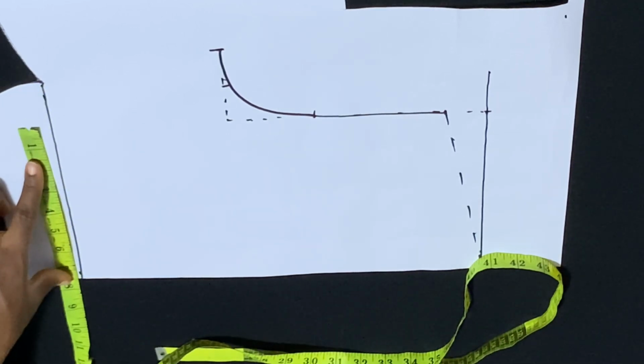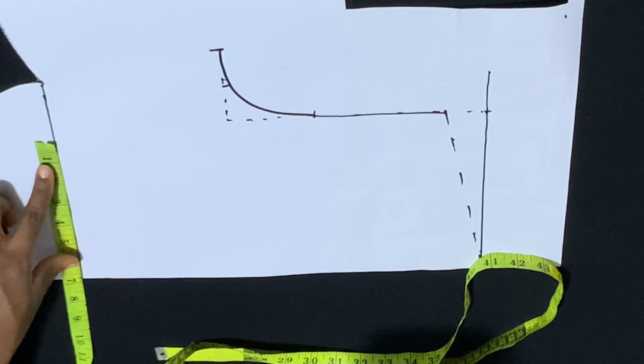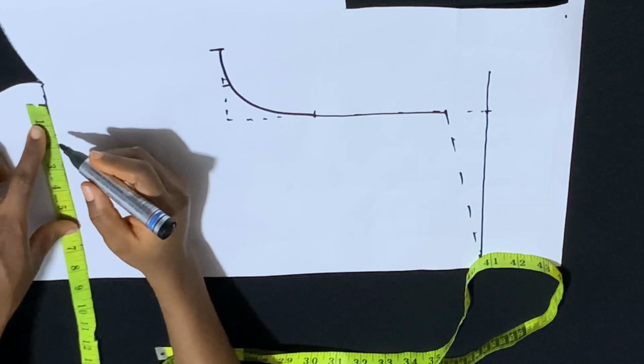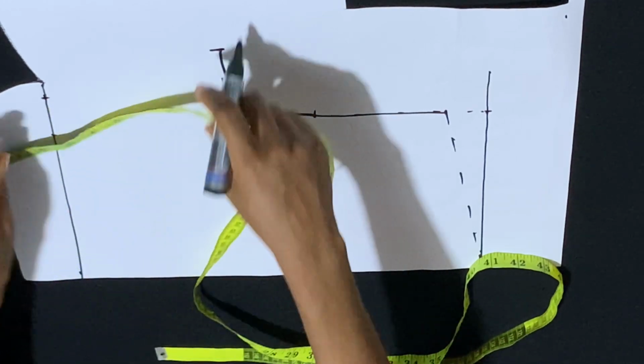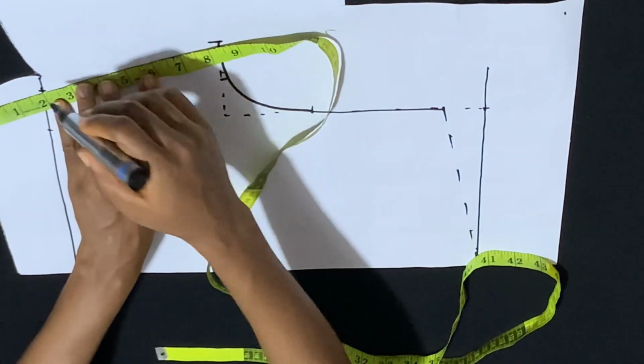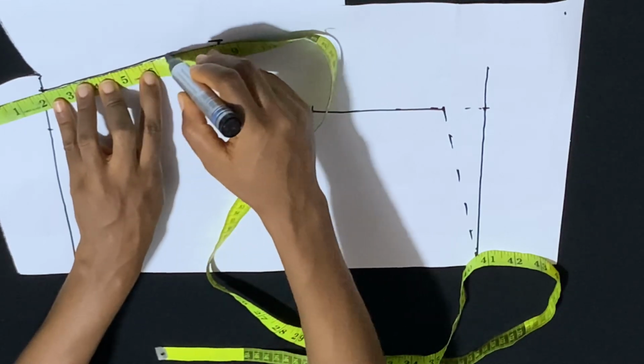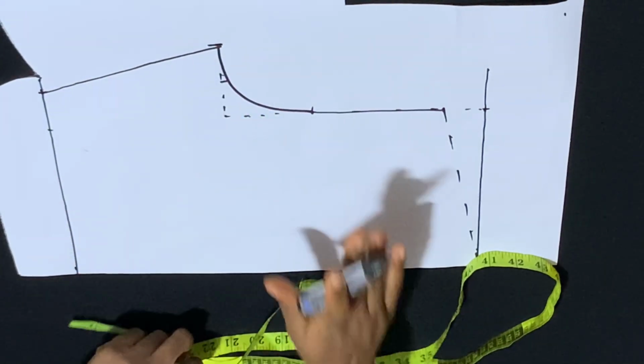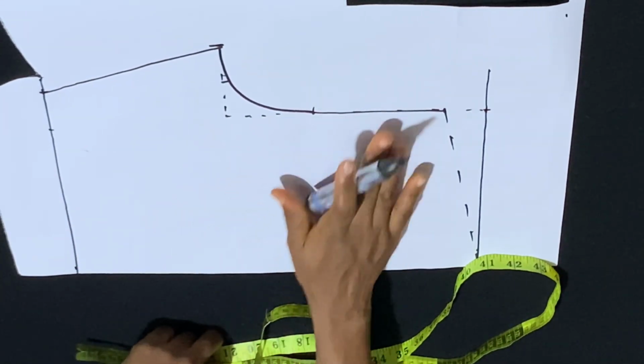So my waist is 28, 28 divided by 4, that's 7. 1.5 inches. So this is assumed that this is a basic bodice pattern.